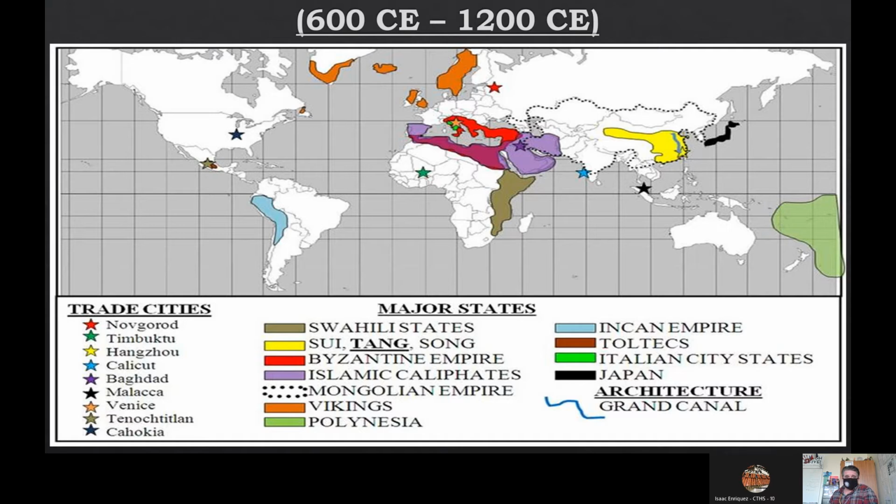Probably the biggest new player during this time period is the Mongols. Again, the Mongols, they're Central Asian nomads. Genghis Khan kind of brings them all together, and over a short period of time, they build the largest contiguous empire in human history. How do they do it? They're excellent archers. They're excellent on horseback. They use psychological warfare.